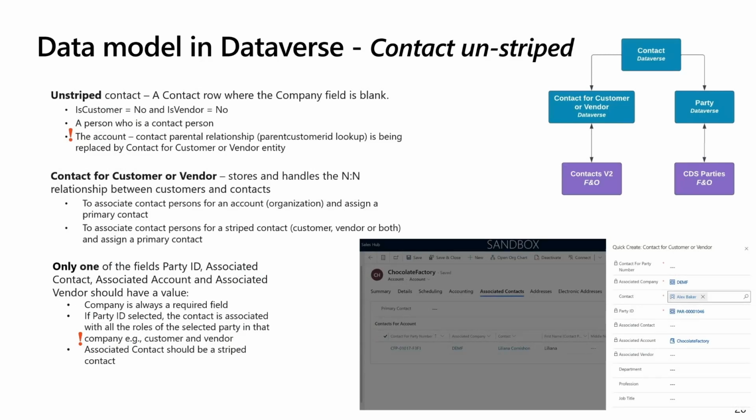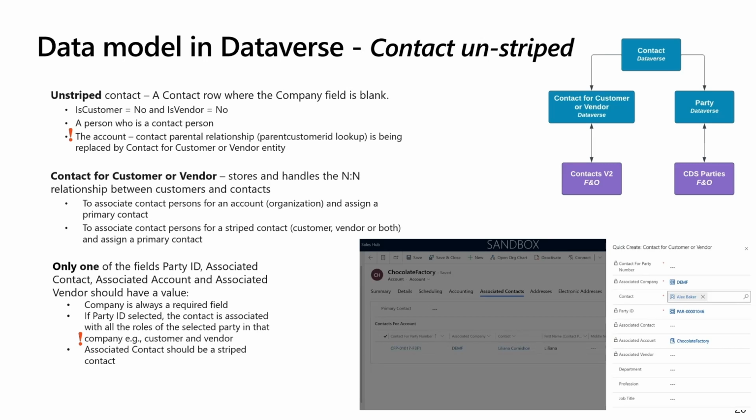This contact is a row where the company field is left blank, and the flags is customer and is vendor are set to no. Functionally, we consider this to be a person, that is a contact person.